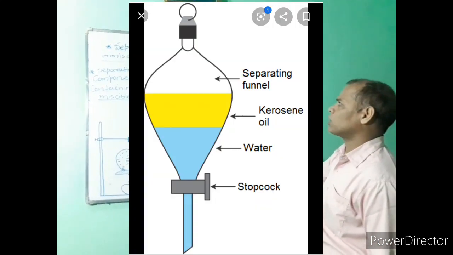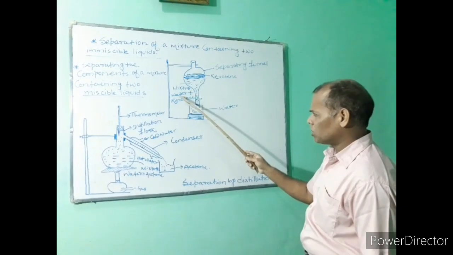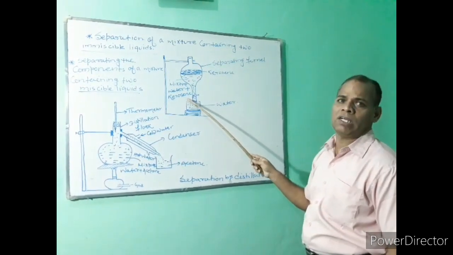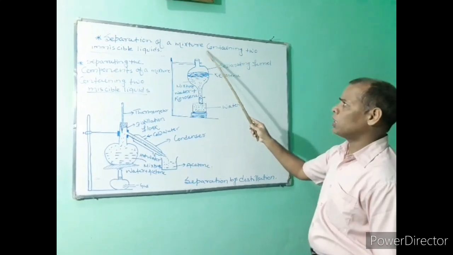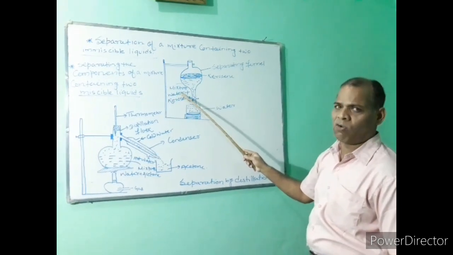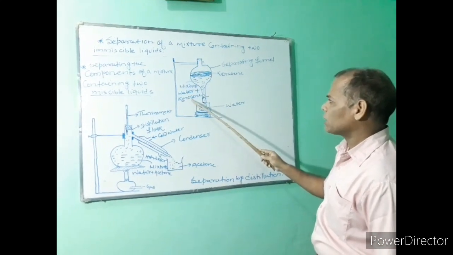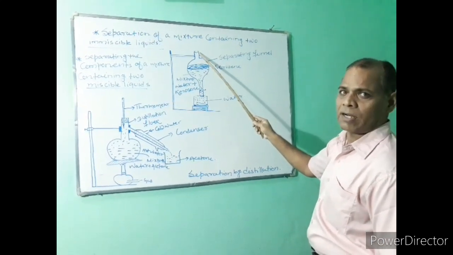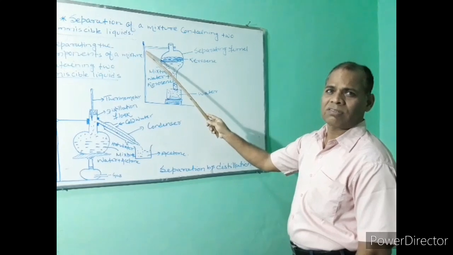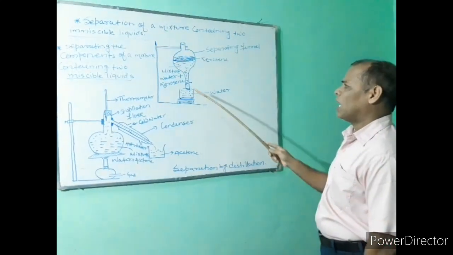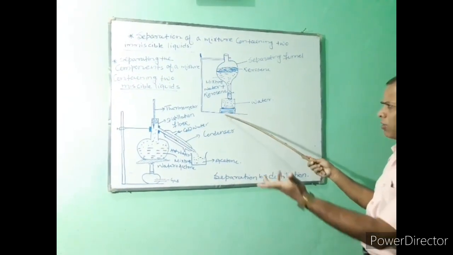At the top there is a cork through which we add the mixture or solution, that is water and kerosene oil. From the top you take the mixture containing water and kerosene. Now just hang it with the help of a stand, and at the lower end take a beaker and keep the beaker on some stand.